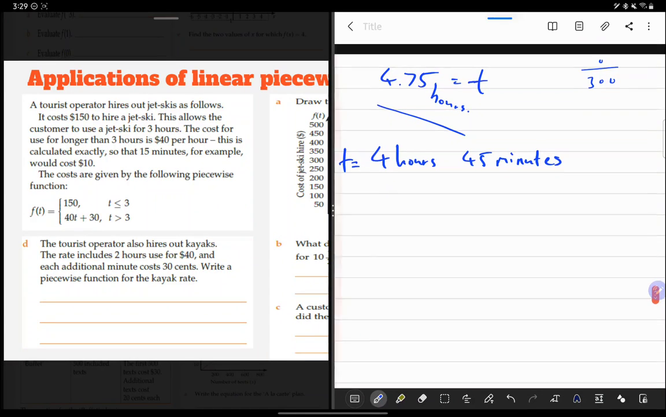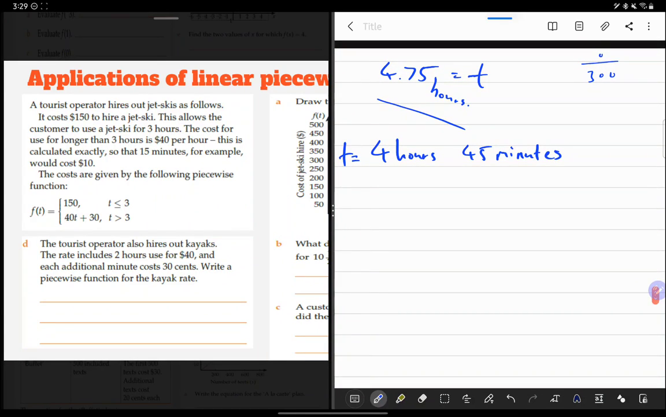The tourist operator also hires out kayaks. The rate includes 2 hours use for $40, and each additional minute costs 30 cents. Cool. Write a piecewise function for the kayak rate. Okay, so let's say we're still using t equals hours. I mean, we could change it to minutes, but let's keep the same t and the same function. So we write something similar, right? We just copy it out.